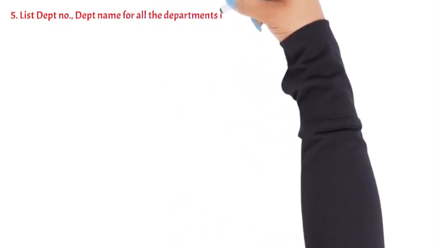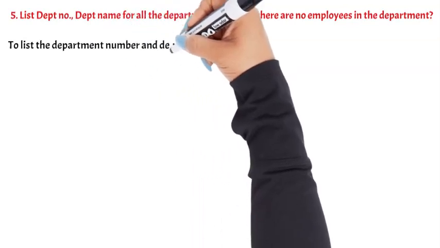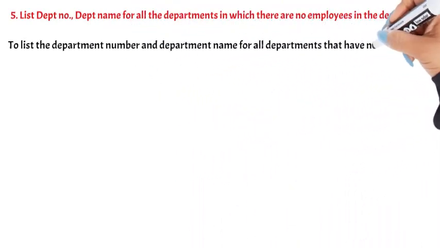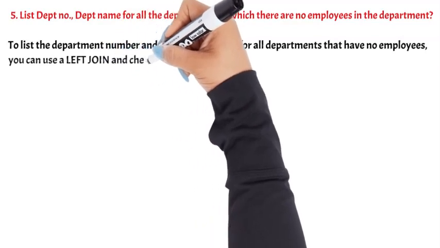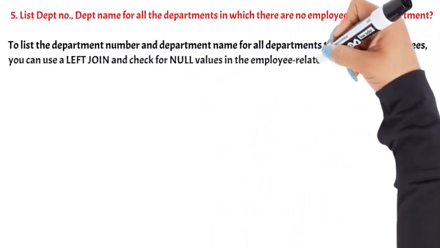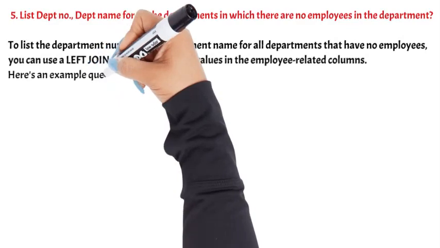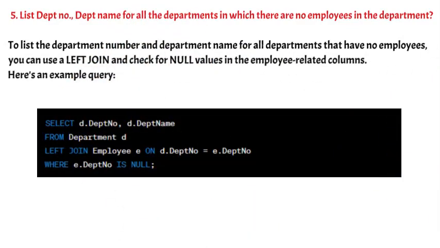5. List Dept name for all the departments in which there are no employees in the department. To list the department number and department name for all departments that have no employees, you can use a left join and check for null values in the employee-related columns. Here's an example query. In this query, the department table is joined with the employee table using a left join on the Dept column. The where clause filters out the rows where the Dept in the employee table is null, indicating that there are no employees in that department.